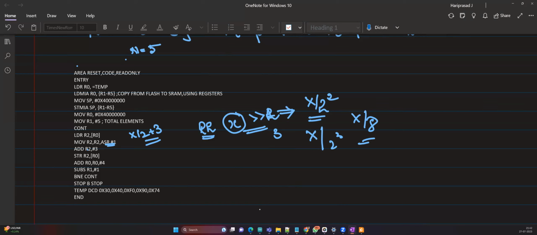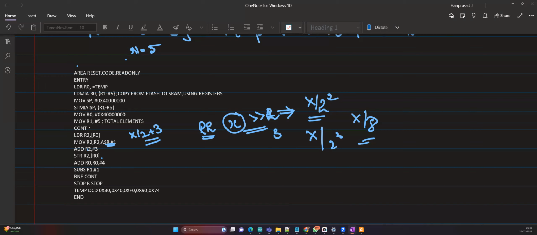Since R2 will have the contents of R0, the value of 3 will be added, and R2 will later store the contents of R0, so R0 will actually be added to.